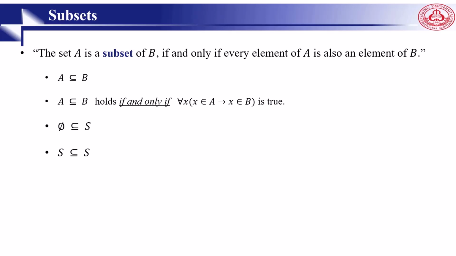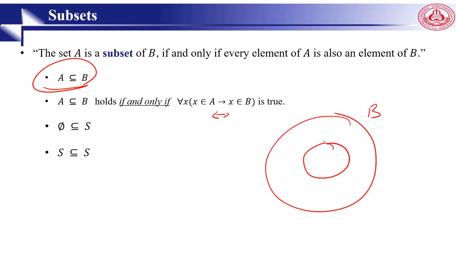We have a definition for subset. The set A is a subset of B if and only if every element of A is also an element of B. We show it like this, A subset of B. We say A subset of B holds if and only if for all x in A, it gives x in B as well. In here, it is not bidirectional. It means there may be some elements in B which are not available in A. If it is like this, it means the two sets are the same. This is B, this is A. In here some element, in here some element. This element is in A and also in B, but this element is in B but not in A.